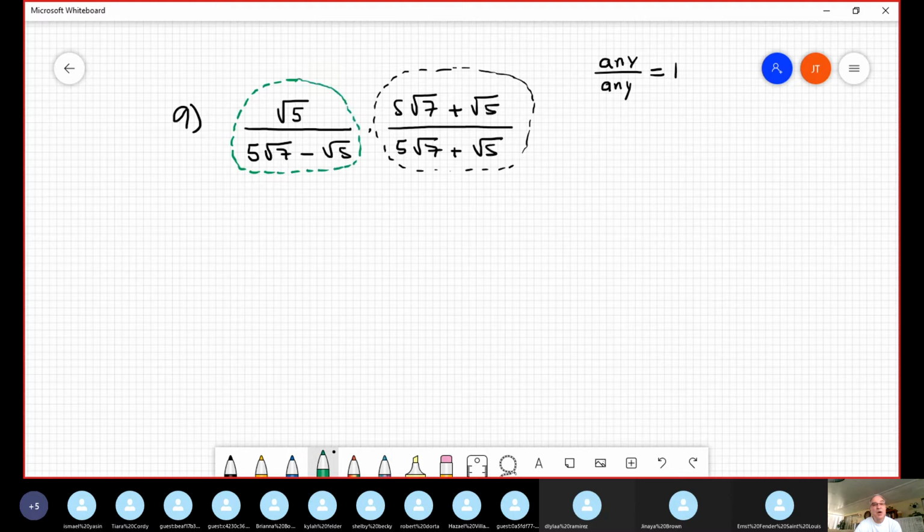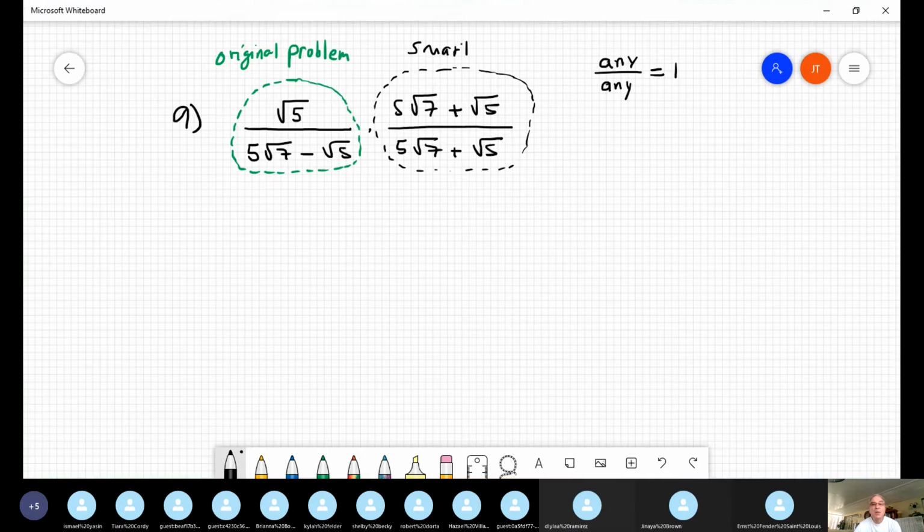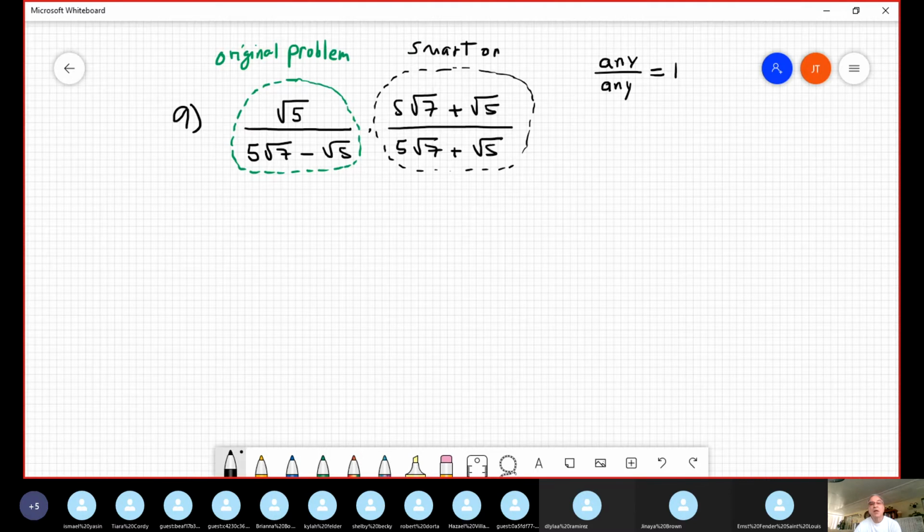This is our original problem. And this guy is smart. It doesn't affect the original, but it helps me to simplify. Let's do the multiplication. You multiply radical 5 times 5 radical 7. It's obvious that it's 5 radical 35.